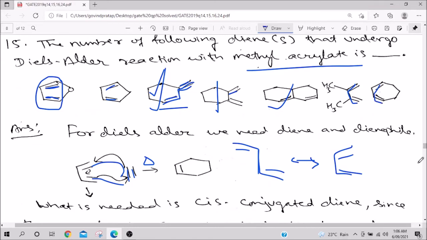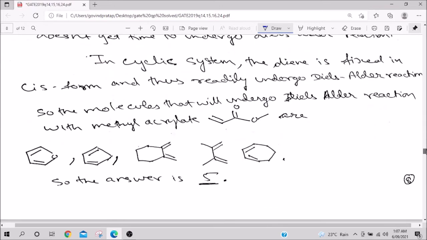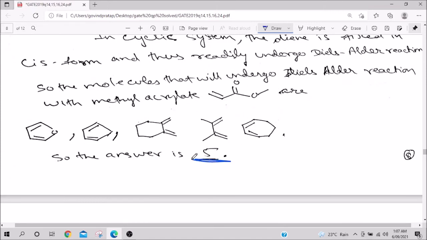Okay. So, the number which will undergo the reaction, how many are there? 1, 2, 3, 4 and 5. So, a total of 5 will undergo Diels-Alder reaction. So, the answer will be 5.